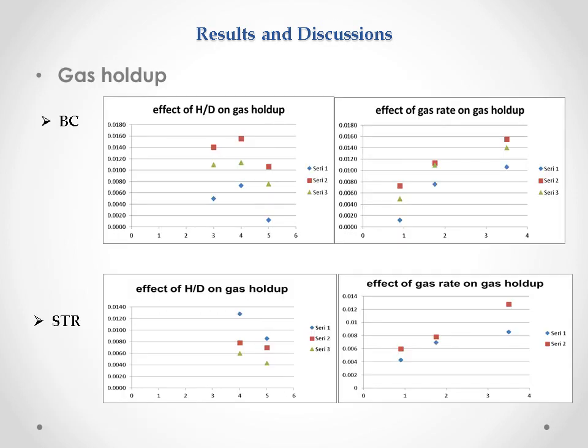In these graphs, we can see the effect of aspect ratio and gas rate on the gas holdup in the bioreactors. Based on these two graphs, we notice that the more the gas rate increases, the higher the gas holdup is. And on the contrary, the bigger the aspect ratio is, the smaller the gas holdup inside the reactor. And this is normal.